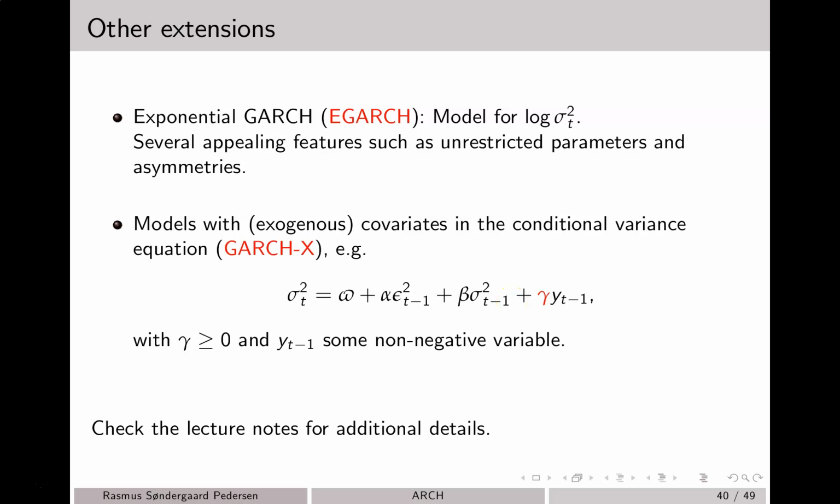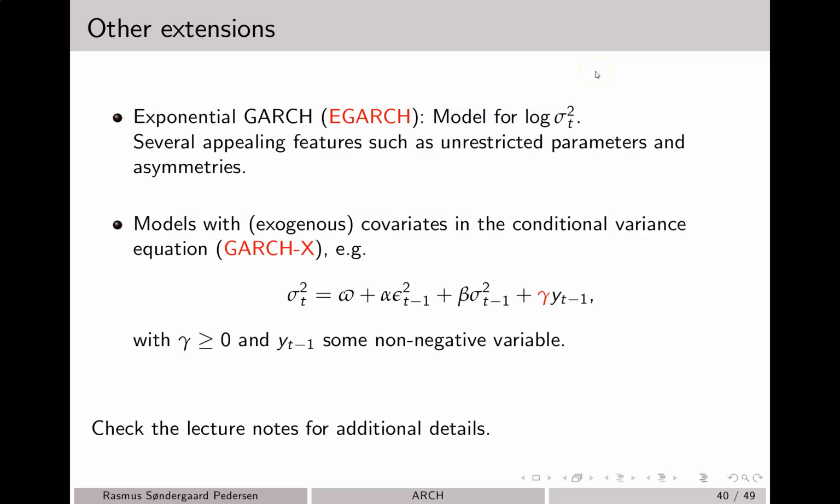Some other extensions we will not discuss in detail here, but which are considered in the lecture notes, are the so-called eGARCH and the GARCH-X models. So the eGARCH model is a model for the log conditional variance instead of the conditional variance. This model has some appealing features, namely that we don't have to restrict the model parameters to be non-negative, and moreover it automatically accounts for asymmetries.